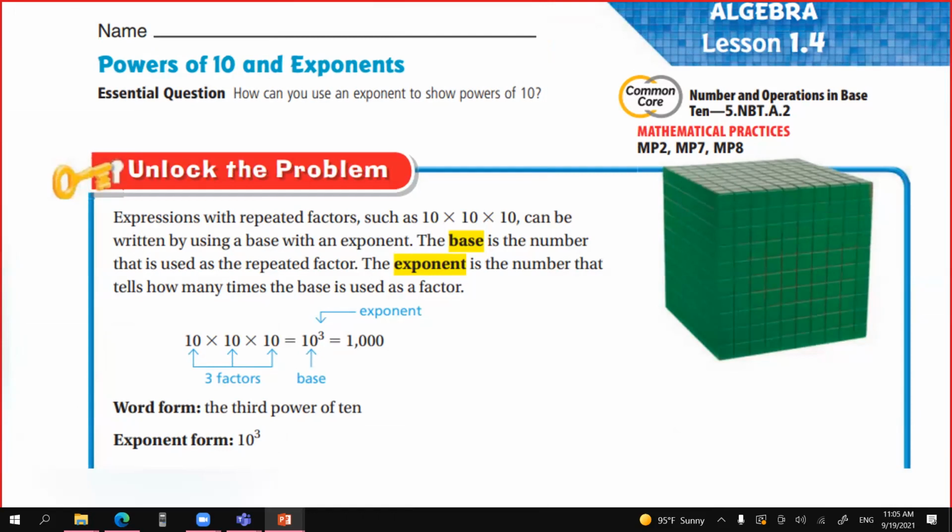Now, let's talk about exponents. What is an exponent? Sometimes we learn things like 10 to the power 5 or 2 to the power 6. What are these? We call these exponent numbers. Now, look at this number here. If you have 10 times 10 times 10.